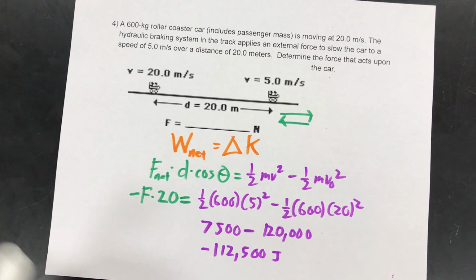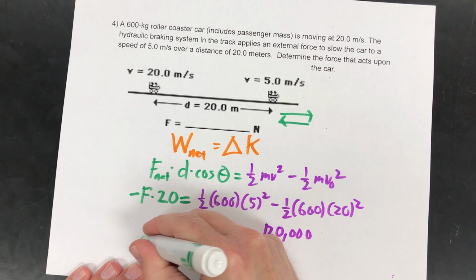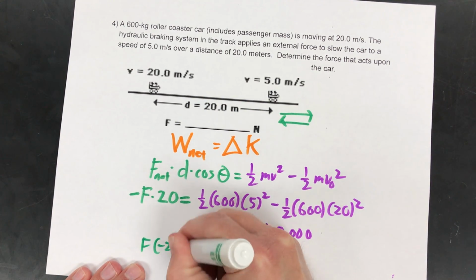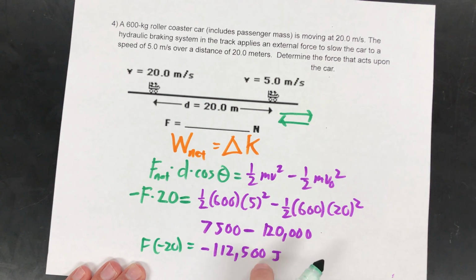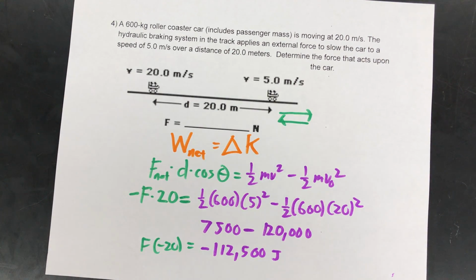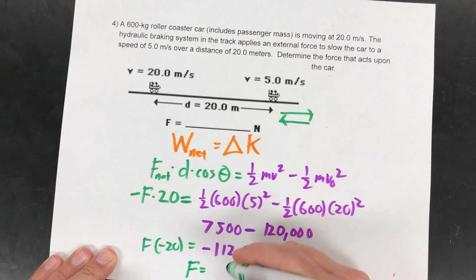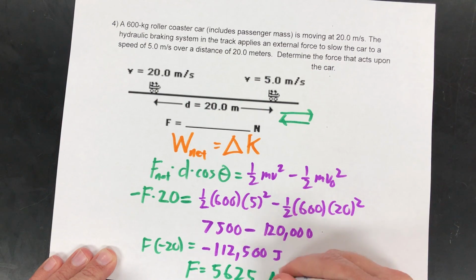Well, we know that that is equal to F times -20, I'll write it as. So we just need to divide this by -20. The negatives will cancel, and we'll get a force of 5,625 newtons.